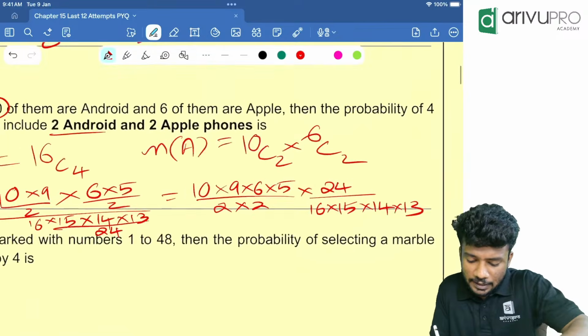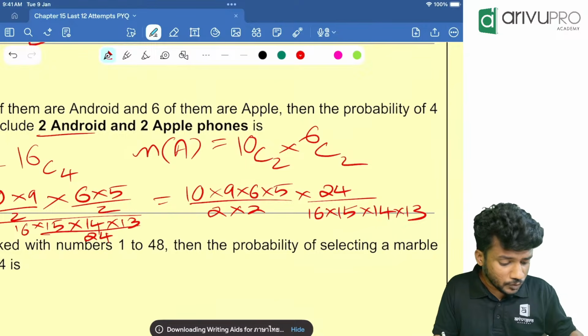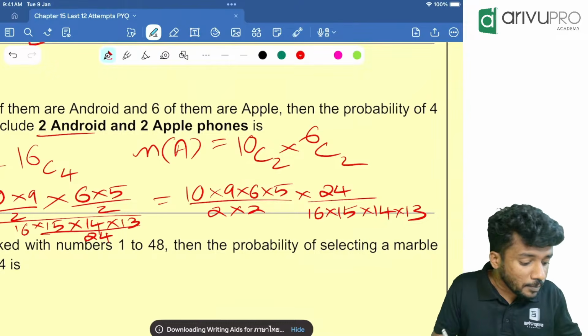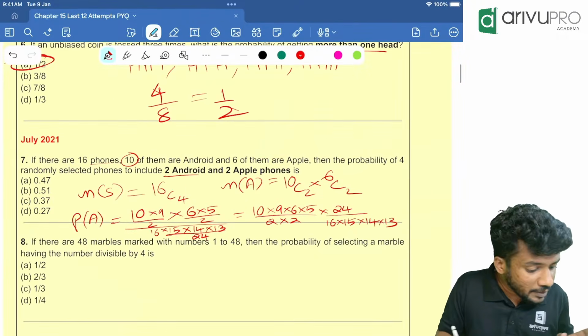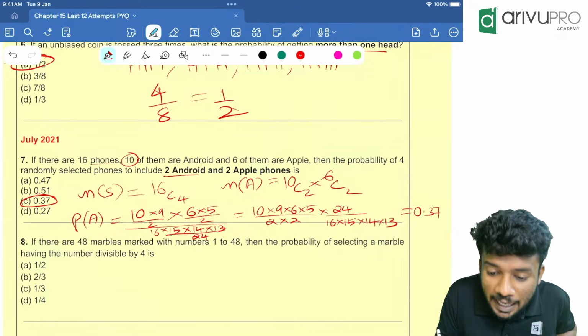Just take your calculator and do it for me. So 10 into 9 into 6 into 5 into 24 divided by 2 divided by 2 divided by 16 divided by 15 divided by 14 divided by 13. How much is the answer you are getting? Everyone is getting 0.37. Yes, option C is your answer.